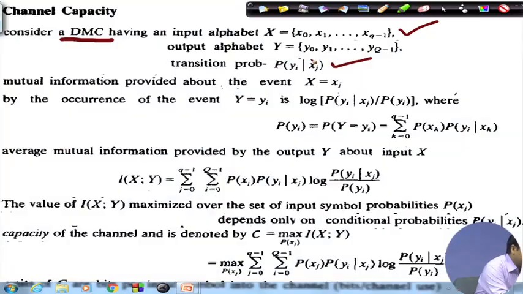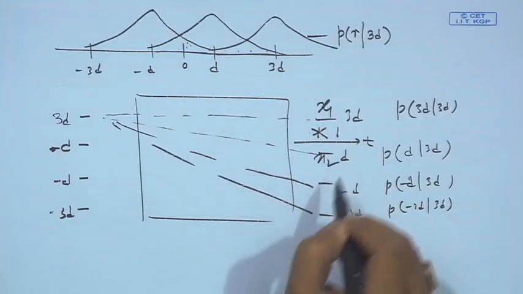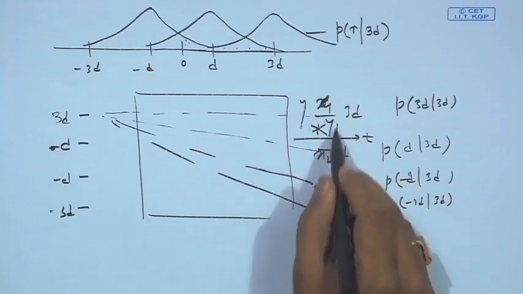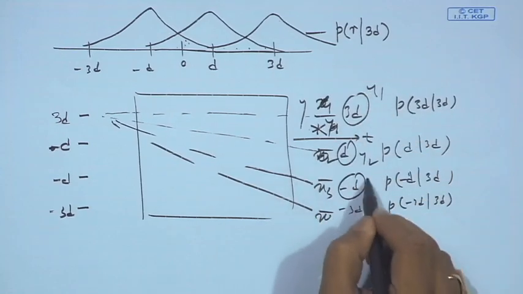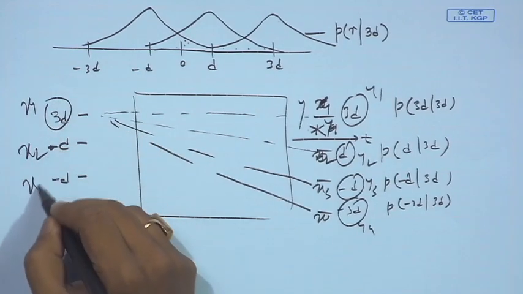And there is the definition of the term called mutual information. We will just use it without delving into much detail. Mutual information is provided about the event X equals x_i by the occurrence of Y equals y_j. What it means is that I have observed, let us say, this is y1, y2, y3, y4, and this is x1, x2, x3, x4.